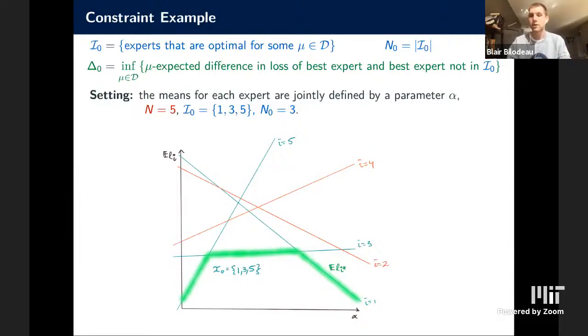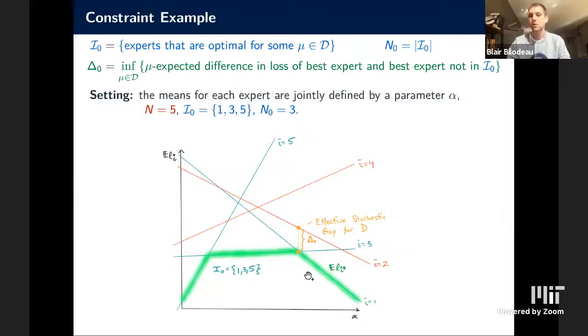The effective stochastic gap is then the minimum difference between the expected loss of the best, this highlighted green line, and these red lines here, which are the best of the ineffective experts. This minimum actually ends up occurring at this corner point between the best expected loss and the best expert that is not effective.